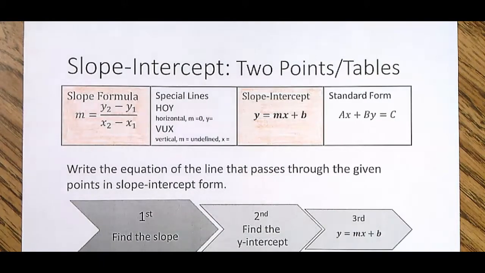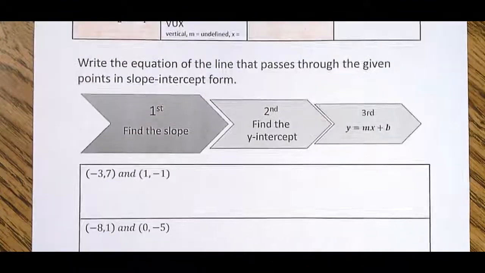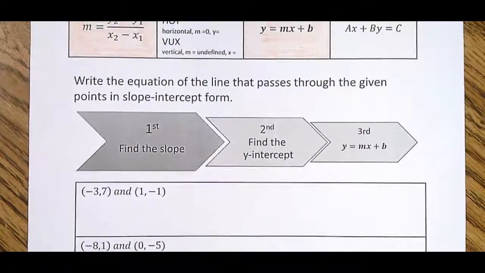Special lines, they might be important, but when I'm thinking about slope-intercept, I'm really thinking y equals mx plus b. So how can I use 2 points to get to y equals mx plus b? And the key is 2 points will give us the m. So let's work with that. When we think about it, we want to find the slope first.